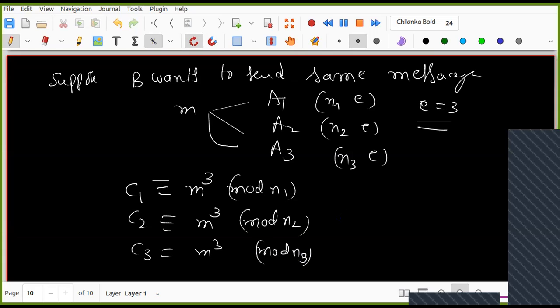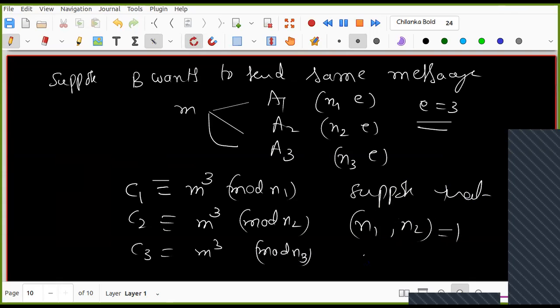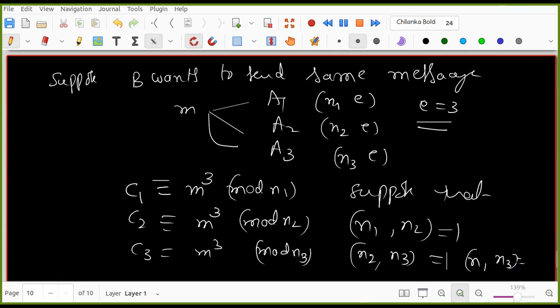Okay. Suppose that gcd(N1, N2) = 1, gcd(N2, N3) = 1, and gcd(N1, N3) = 1. Assume these also. So can I get the message now? Now there is a person, an adversary.